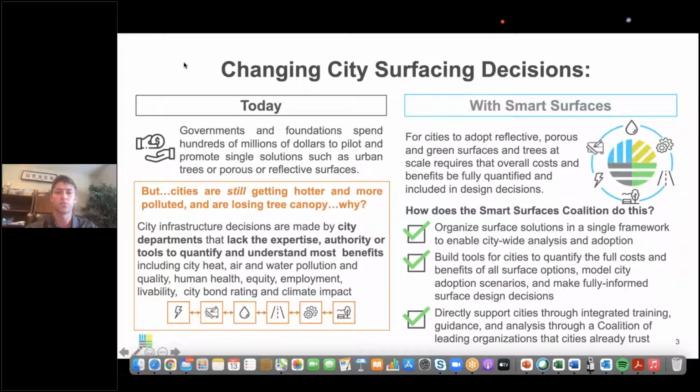So the Smart Surfaces Coalition essentially quantifies the costs and benefits of these surface decisions to give cities the tools and expertise to actually quantify these benefits, so that they can deploy them in their cities and take advantage of the benefits that I've mentioned.